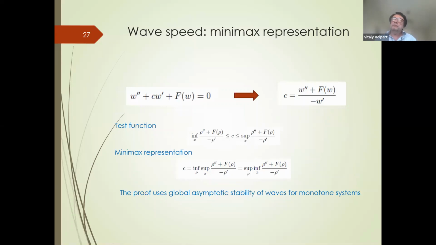So the conclusion is that monotone waves are stable. The stability result is interesting by itself, and there are different applications of it. In particular, from this local stability, we can obtain global asymptotic stability. We can use this result on global asymptotic stability to determine the wave speed. But I will not stop on that now.